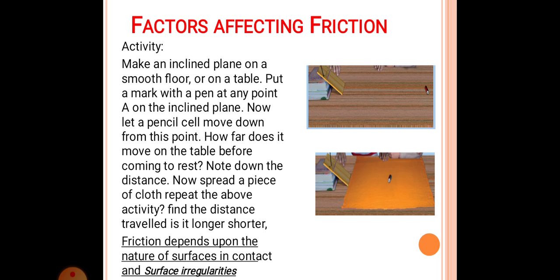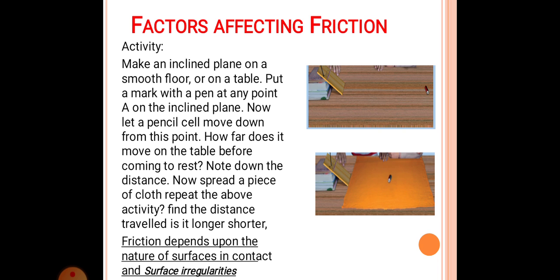Again, to understand the various factors affecting the friction, we need to perform an activity. In this case, we need either an inclined surface or a cardboard arranged like this in the diagram. When you release a cell or a pencil from some height, the pencil or cell travels some distance and stops.